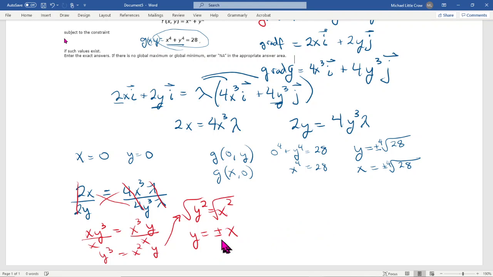Okay, so that's an option. So then what we've got to look at is g, and then y is equal to plus or minus x. So what happens when we plug that one into the constraint? That's the only other one, and basically lambda, we don't have to solve for lambda, we just know there is some lambda that makes this happen.